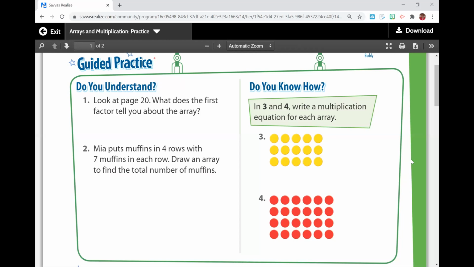For our practice, we are going to look at writing different arrays. So first, let's work on number 1. Look at page 20. What does the first factor tell you about the array? When you see a multiplication problem, what does the first factor tell you about an array?